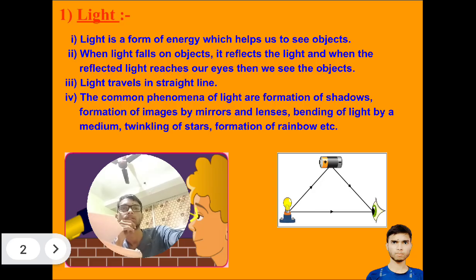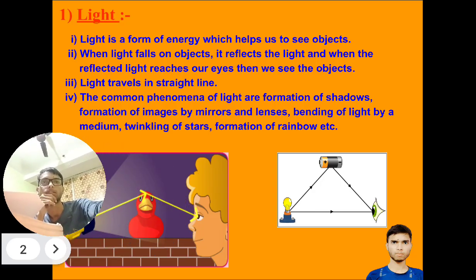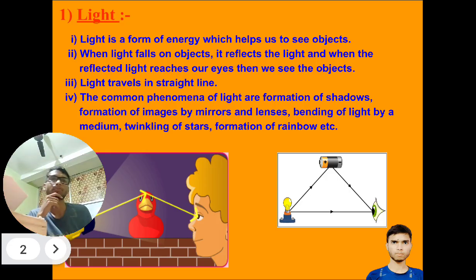So now let's start with this slide. Here, the definition of light is written, from the language of a book. The definition of light is: it is a form of energy which helps us to see objects. Yes, it is true.